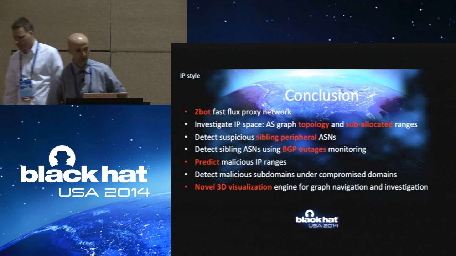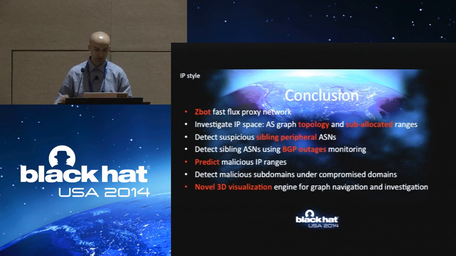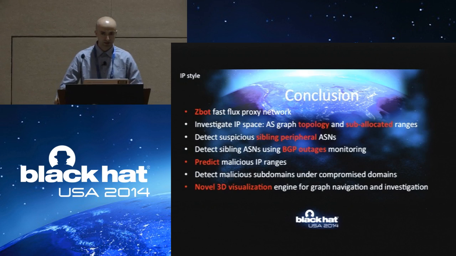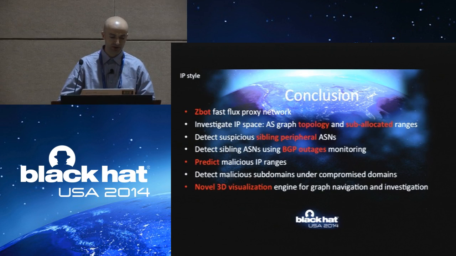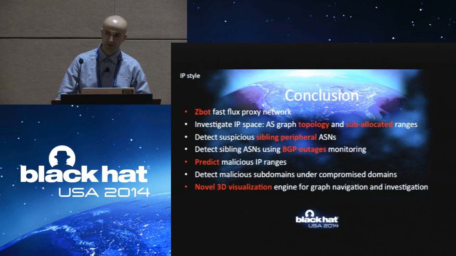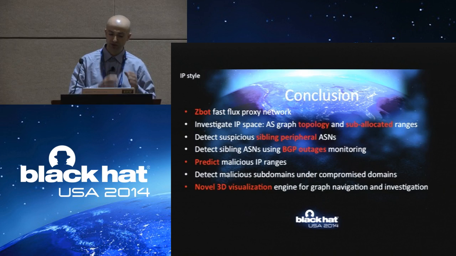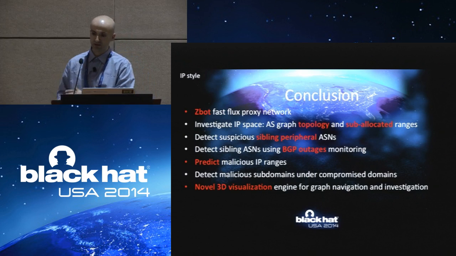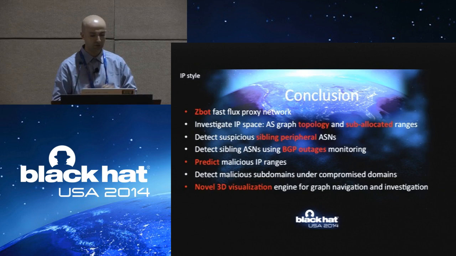Thanks, Andree. So yeah, that was a novel approach to use BGP outages that confirmed a lot of the things we saw from different perspectives. So in conclusion, what we shared with you were some of the ways we catch maliciousness from a DNS perspective and IP perspective. The DNS part was focusing on the ZBot Fast Flux proxy network and how it's used by different families of malware. And then from the IP perspective, we looked at different granularities like the sub-allocated ranges, fingerprinting, but also the ASN graph topology.